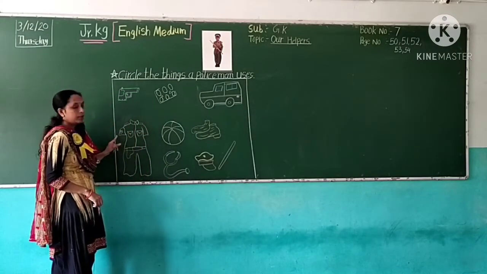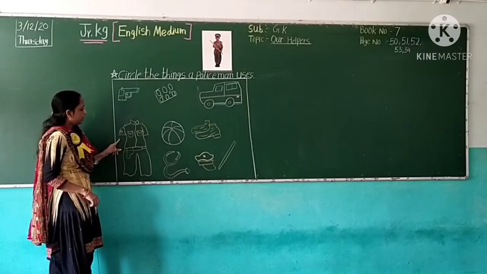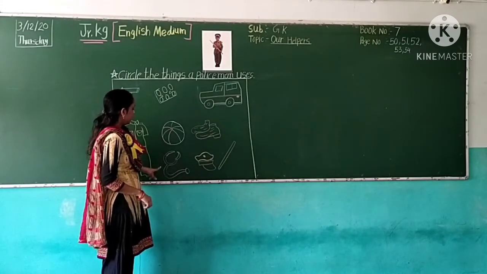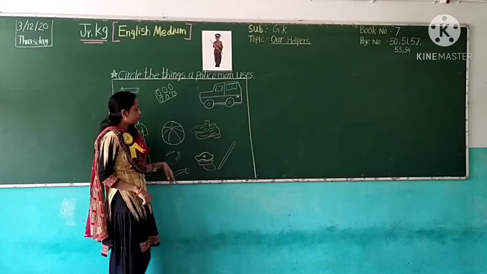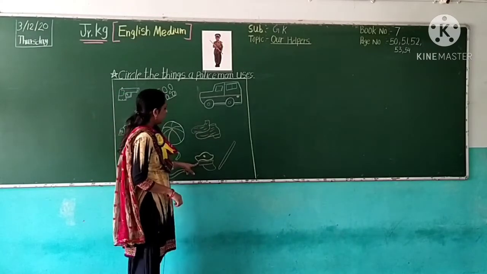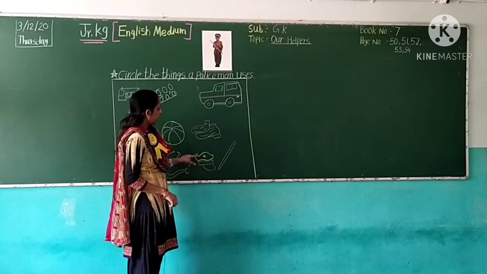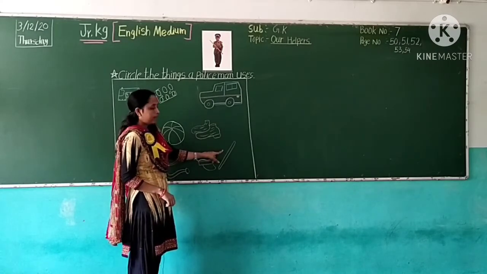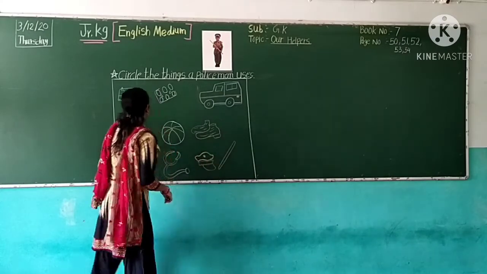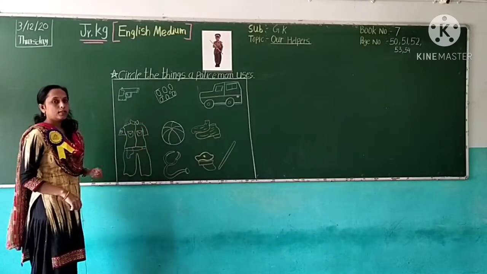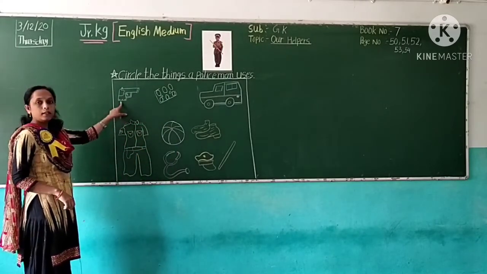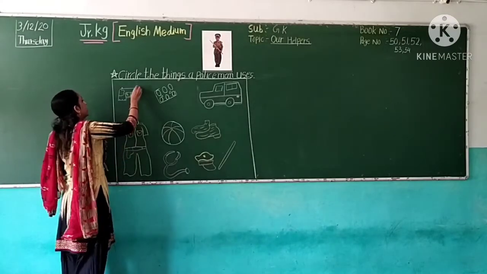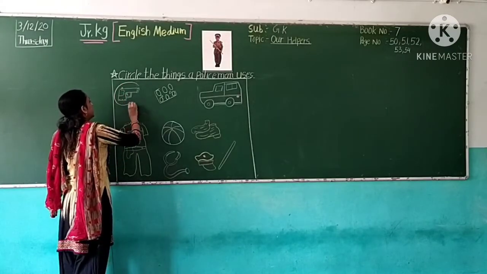This cloth is worn by a policeman. Okay. Which picture is this? Ball. Which picture is this? Stethoscope. This cap. Okay. This cap is worn. Okay. What is this? Shoes. And this stick. So student, tell me which things are used by a policeman? This? Yes. These things are used by a policeman. So circle these things.